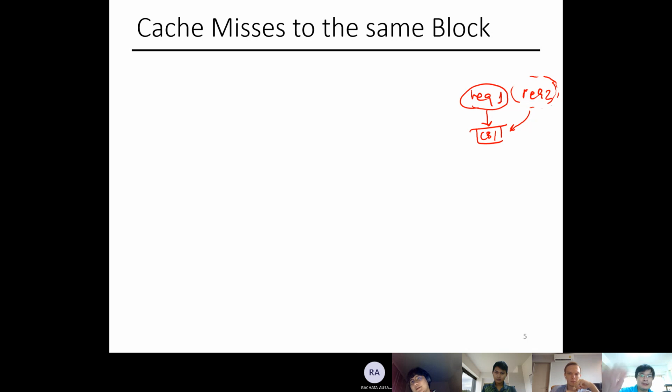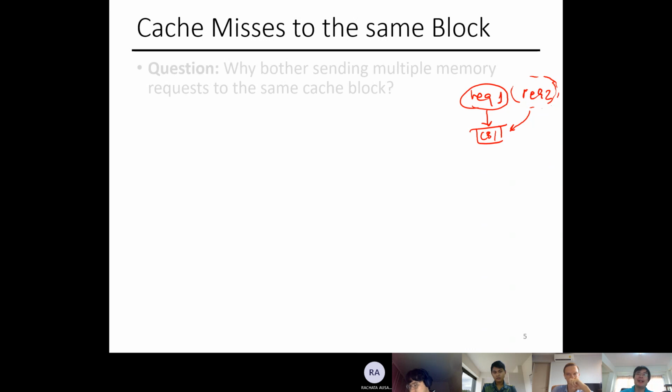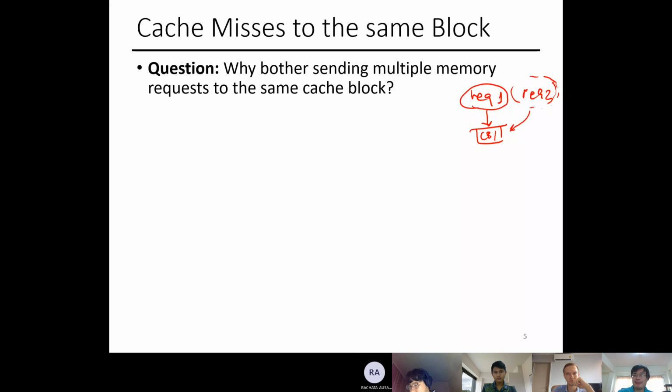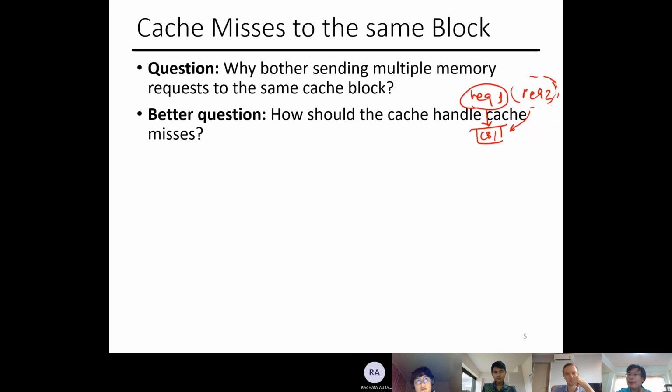Send, waiting for the cache block. Yeah, you just wait for the cache block. Why bother sending another request to the same data, right? So that's basically the question I was asking. So a better question is, how should I handle a cache miss? Right? How should I handle a cache miss?